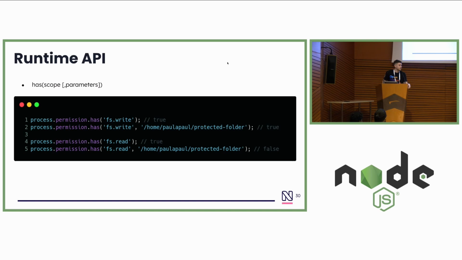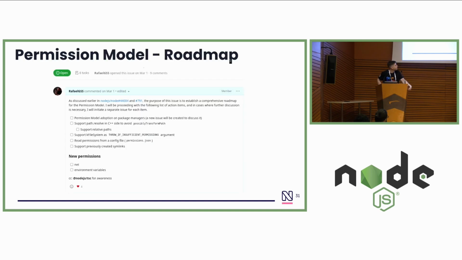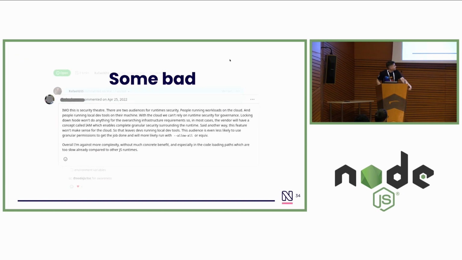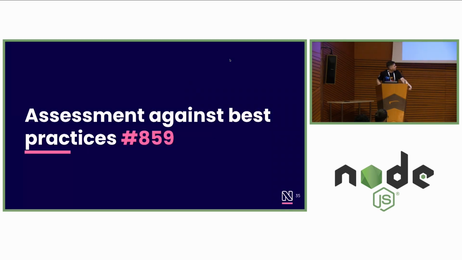We also have a runtime API. So if you want to check whether a specific path is valid or not, like if you have access to it, you can just use the runtime API. We received tons of feedback.